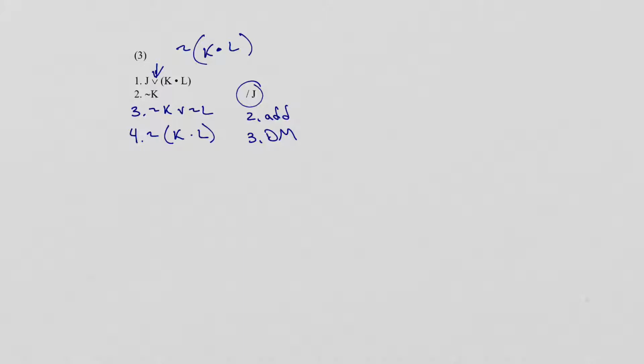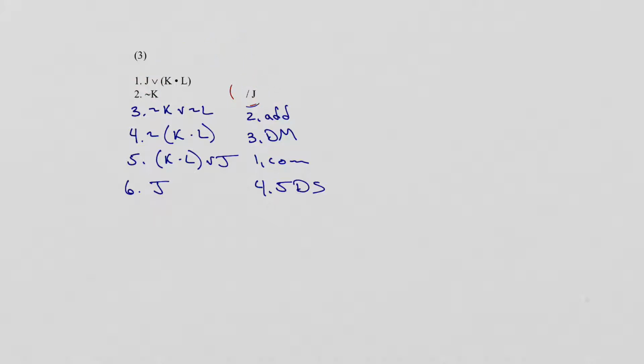Okay, so I have my not K dot L. Okay, so the only thing we need to do now is K dot L or J. Okay, so we need a COM 1. And now I have everything lined up perfectly for me to go J, and then 4 and 5 DS. So the key here is noticing you need the J. Then once you notice you need the J, look for the J over here. Notice it's attached with the disjunction, and then go from there. Okay, so you just got to start noticing the patterns.